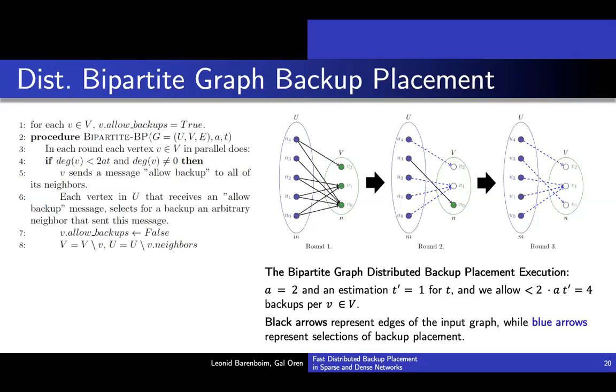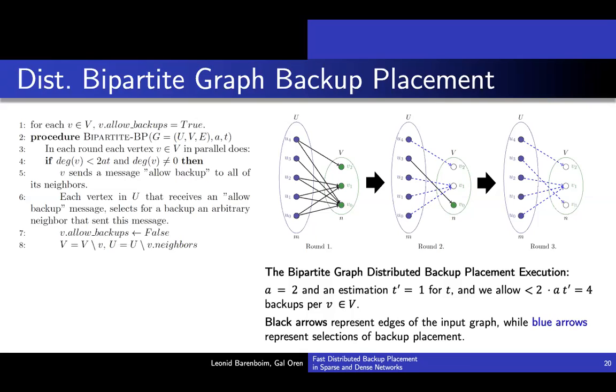It proceeds in phases and is exemplified in the diagram where 2AT equals 4. In each phase, each vertex in U that has a neighbor in V with degree at most 2AT selects such a vertex. The selection is arbitrary if more than one such neighbor exists. Next, we remove from V all vertices of degree at most 2AT and also remove from U all neighbors of vertices that have been removed from V.